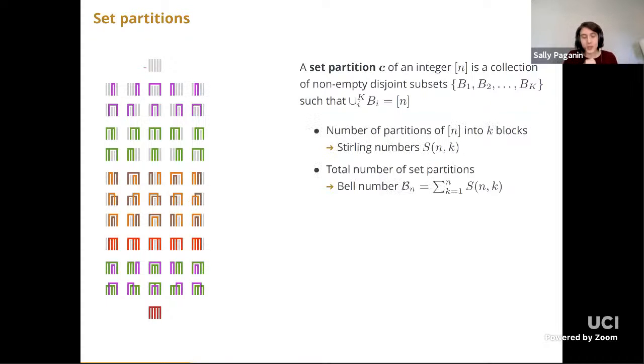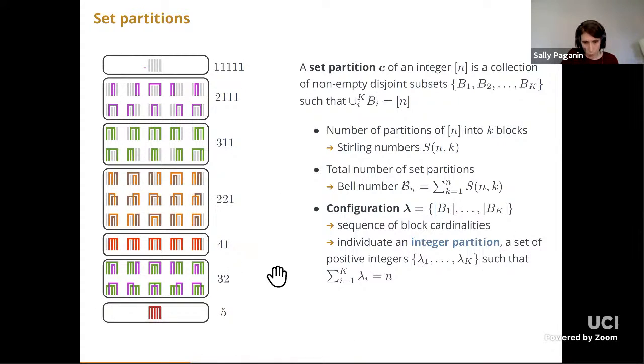So this is an interesting combinatorial object for which I can give some description. For example, we can say what is the total number of partitions, which is given by the Bell number. We can say how many partitions of n, what's the number of partitions of n into k blocks, so how many of these colored patterns you can have.